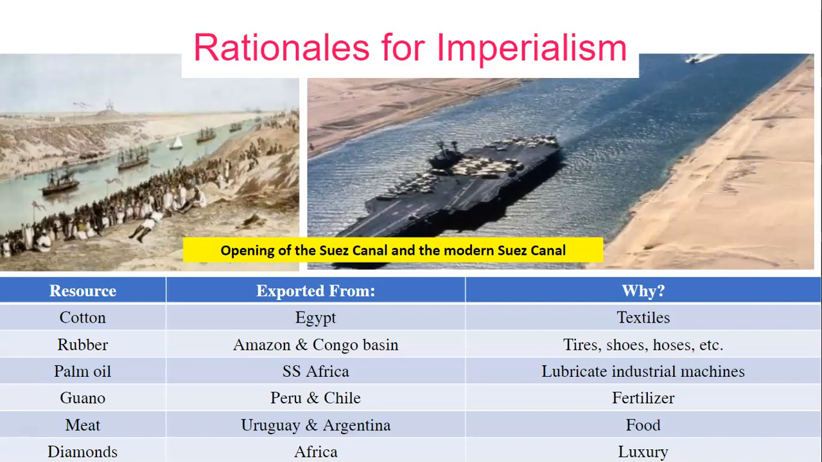And then guano, which if you've not heard of that before, it's poop from, I know it's from bats. It could be from some other type of animal, but it's poop, and it comes from Peru and Chile, and it was used as fertilizer. Then we have meat from Uruguay and Argentina. That's a food, obviously, and then diamonds from Africa for luxury purposes. So this is another reason we're doing imperialism, because we want to take these goods, use them, and sell them back. Fantastic, at a higher markup.